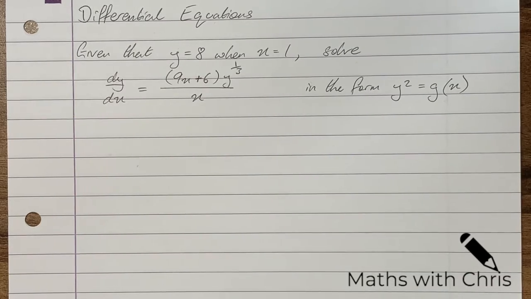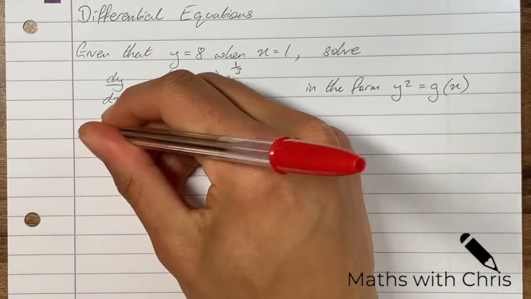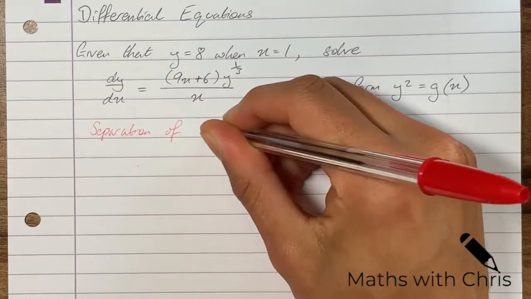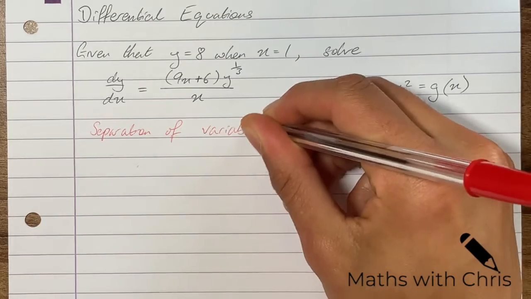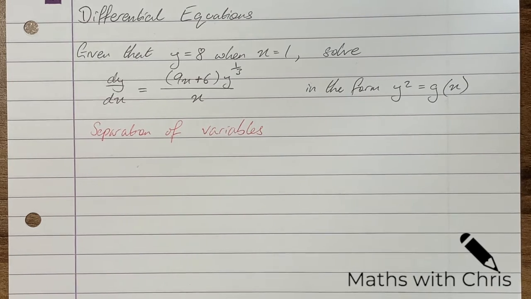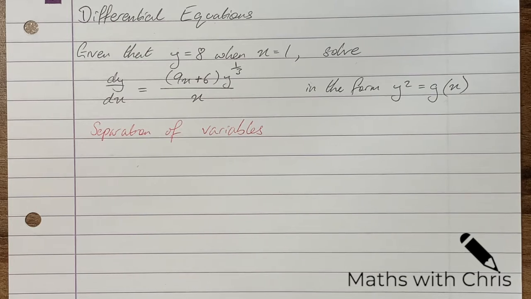So to solve this differential equation, the technique that we're going to use is separation of variables. So what does that mean? Basically, what that means is we want to get all of the x's onto one side and all of the y's onto the other side. And once we do that, we're going to be able to integrate both sides and get rid of the dy dx term in this differential equation.